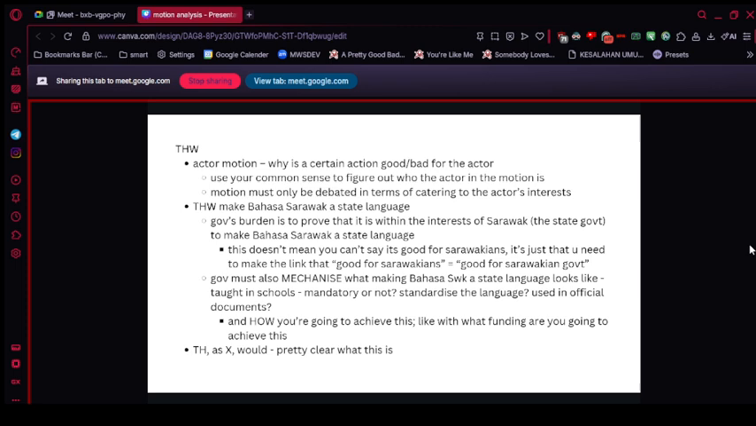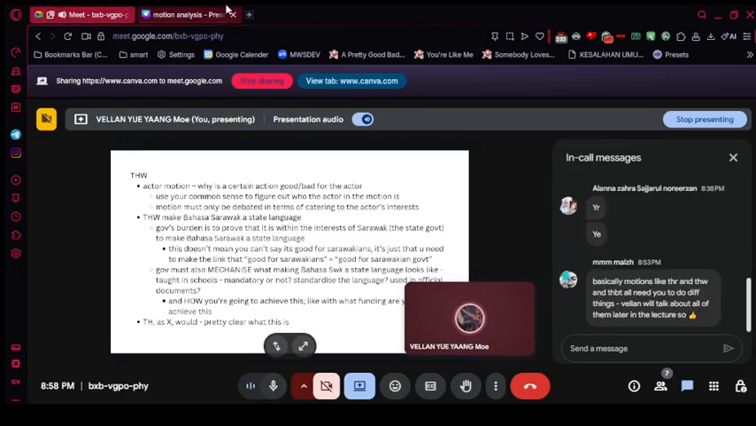Another form of a "this house would" motion is a "this house as X would." Basically, X is just the actor, so it's just making it very clear to you who the actor is. So it's basically just "this house as the Sarawakian government would make Bahasa Sarawak a state language." Same thing, just that they mention the actor for you. So in this case, it's abundantly clear that you can only debate the motion from the interest and the perspective of the Sarawakian government. That applies for any other actor motion too. Yeah. Any questions before I move on to "this house regrets" and "this house prefers"?